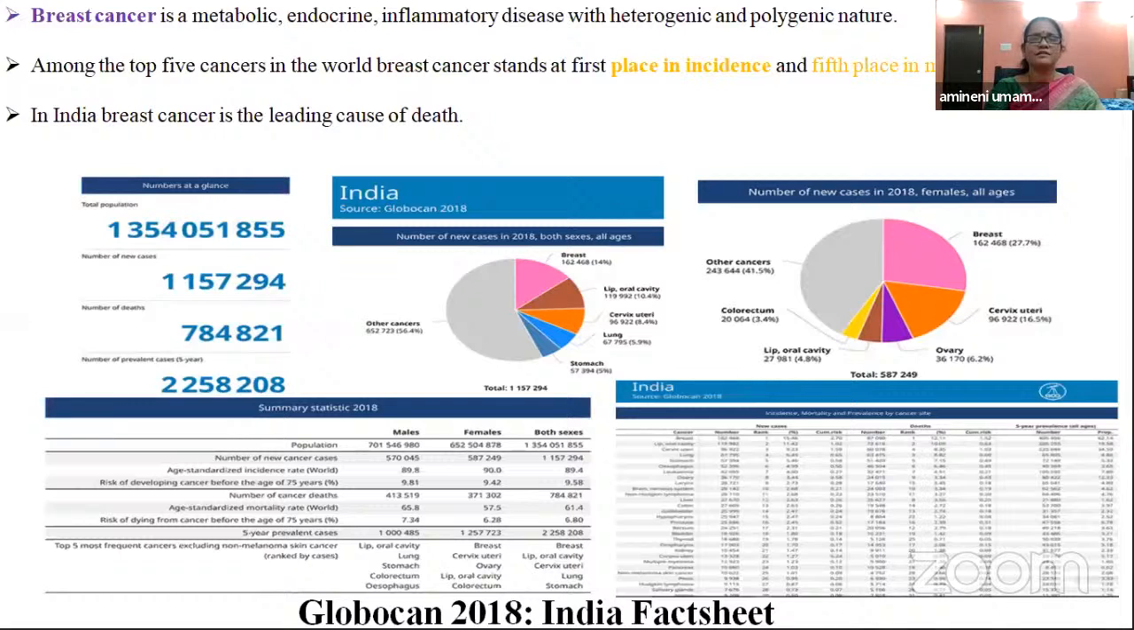And if you see these statistics, this is the Indian statistics. Here also breast cancer is number 1. And if you take it globally also, breast cancer is placed in the first position. And in case of mortality, it is in the 5th position. So it is somewhat curable.